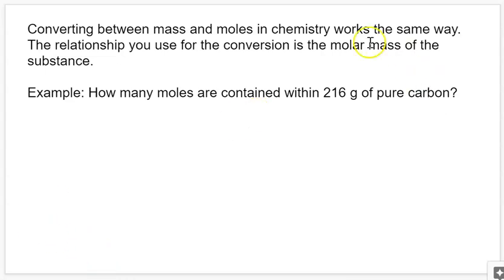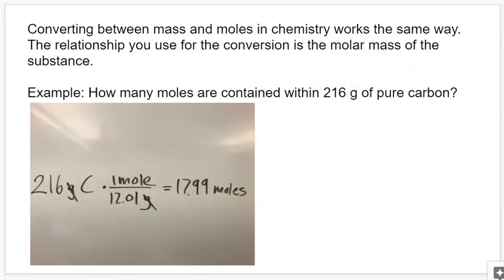So we're going to want to start with the 216 grams, the measured amount, and then we're going to multiply that by 1 mole over the molar mass, which is 12.01. And you'll see that grams cancel out. We'll get units of moles, and the value we get is 17.99.